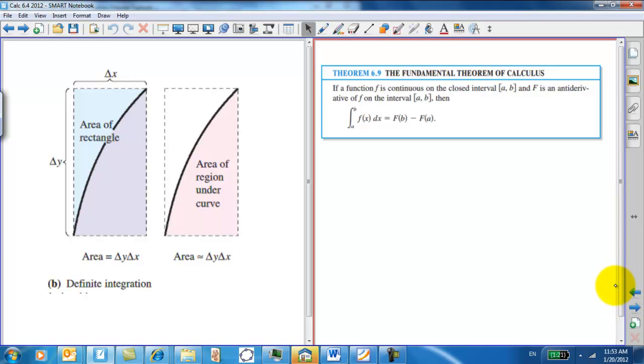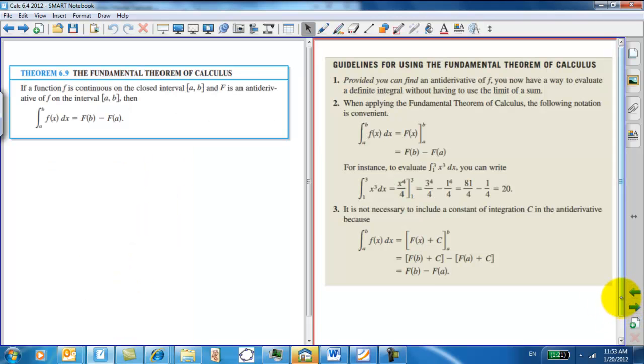So here's the fundamental theorem of calculus. That if f is continuous on the closed interval from a to b, and big F is the antiderivative of little f on the interval from a to b, then the integral from a to b of f(x) dx equals F of b minus F of a. Now remember, big F is the antiderivative of little f.